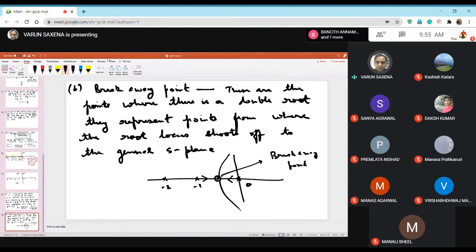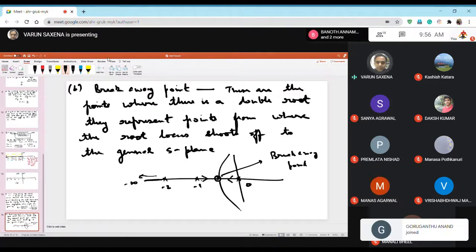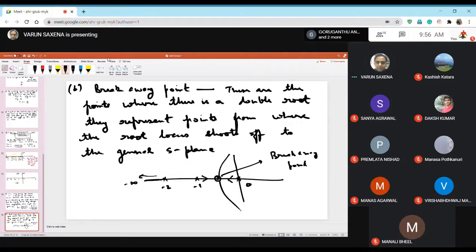Because ultimately, this control system has 3 poles, but there are no zeros. So fundamentally all branches must terminate at infinity. So this branch will obviously terminate at minus infinity, which will be on this side. But these branches also have to terminate at infinity. But where will they go? This region has to move somewhere towards infinity.